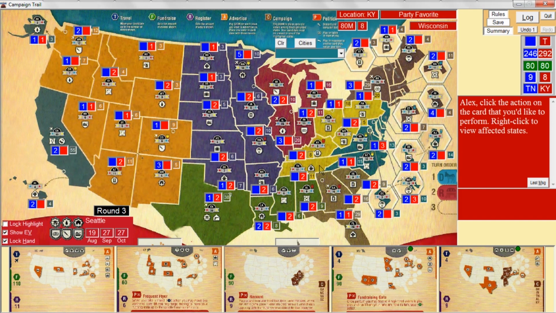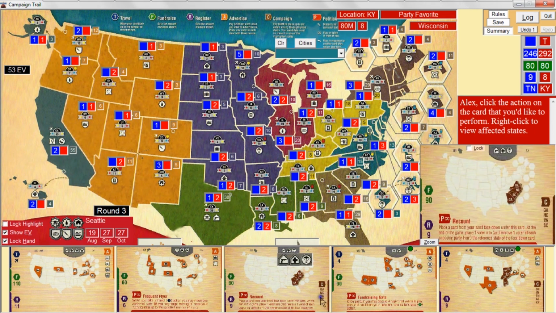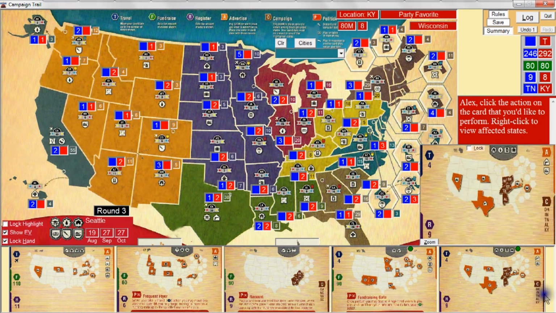So what do we have here for Alex? Okay, that's a campaign action over there. And this one's another one that has the debate. She could use this for the debate. Oh, and she's in Kentucky, so she could use this for a campaign action and not have to worry about moving.